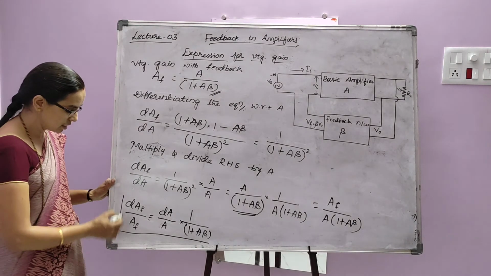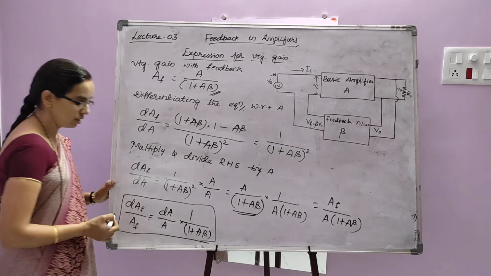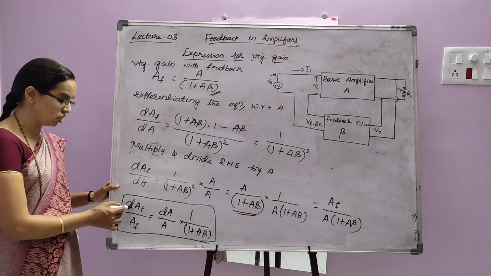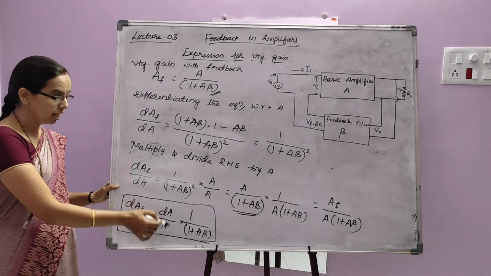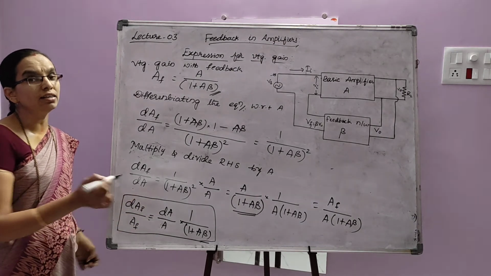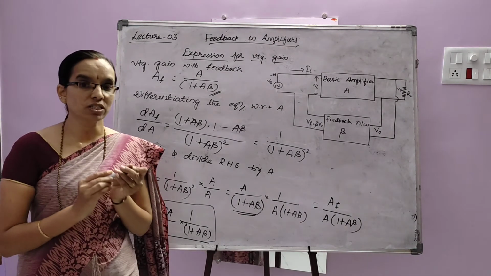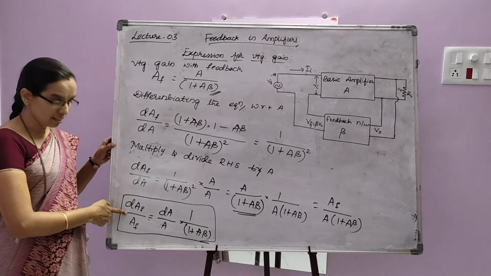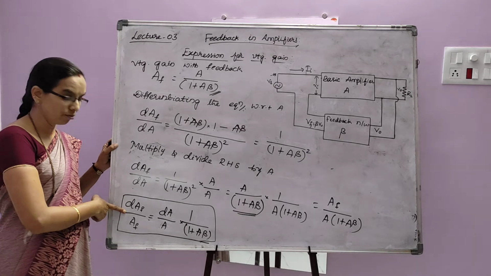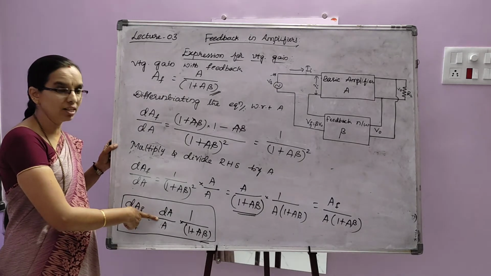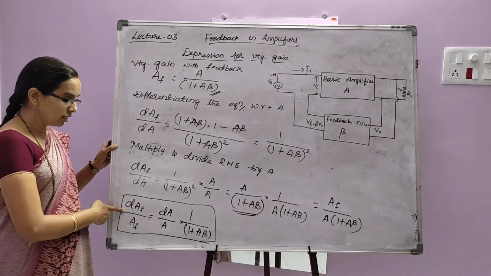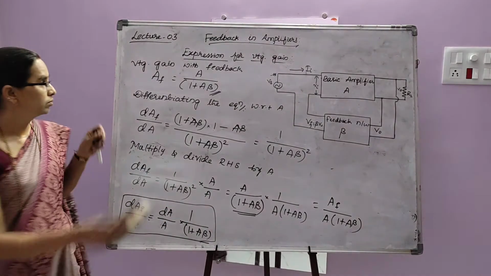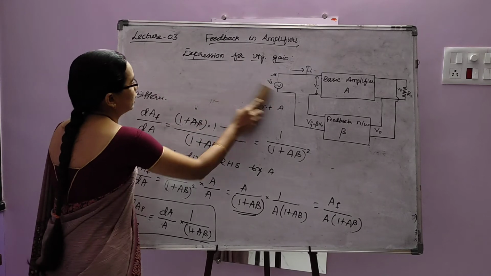So this expression, dAF by AF, is nothing but the percentage change in AF or relative change in AF. This you are going to study in second PUC mathematics, applications of derivatives. At that time you will understand it better. This tells us the percentage change in AF and this tells us the percentage change in A.